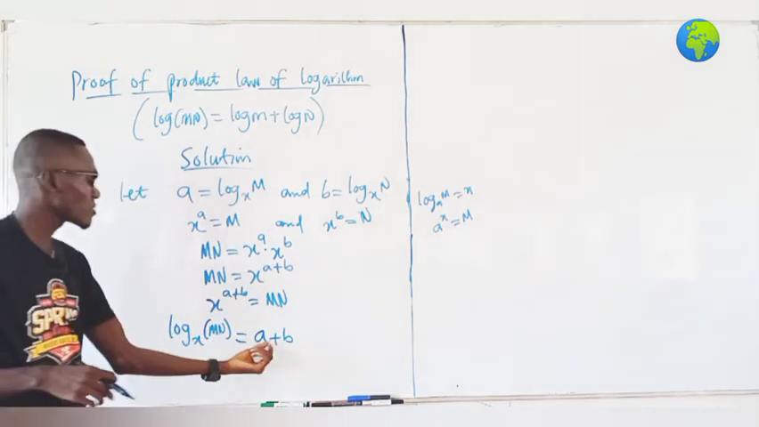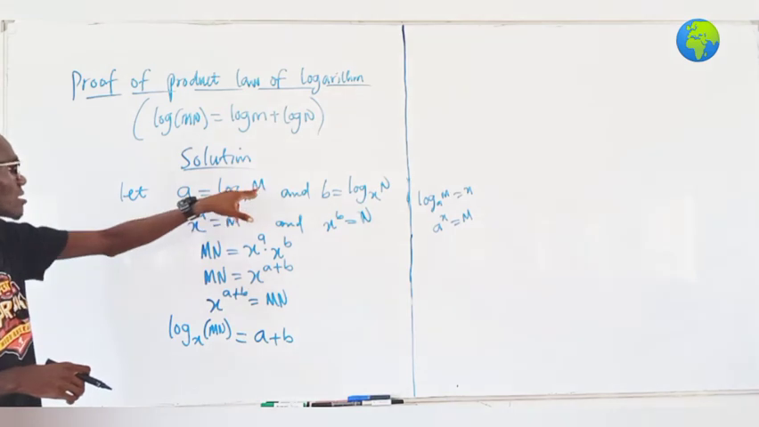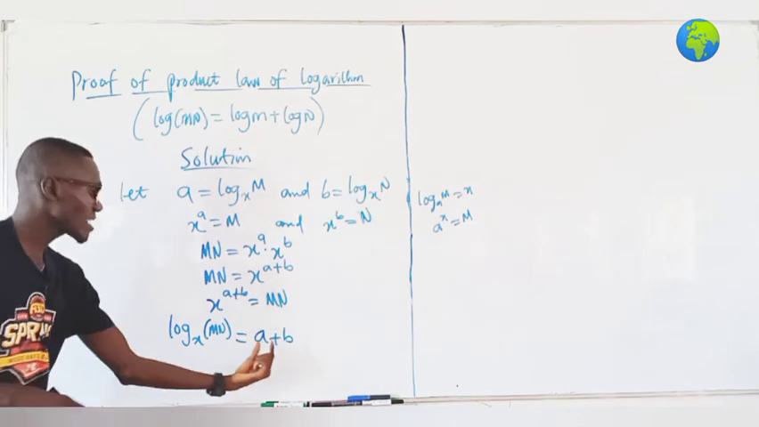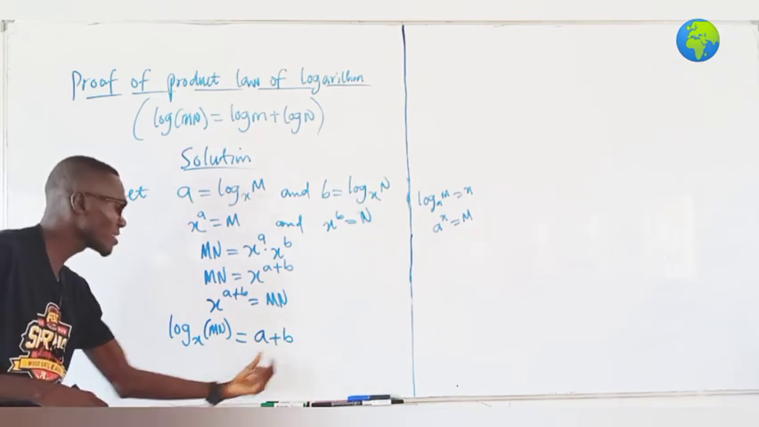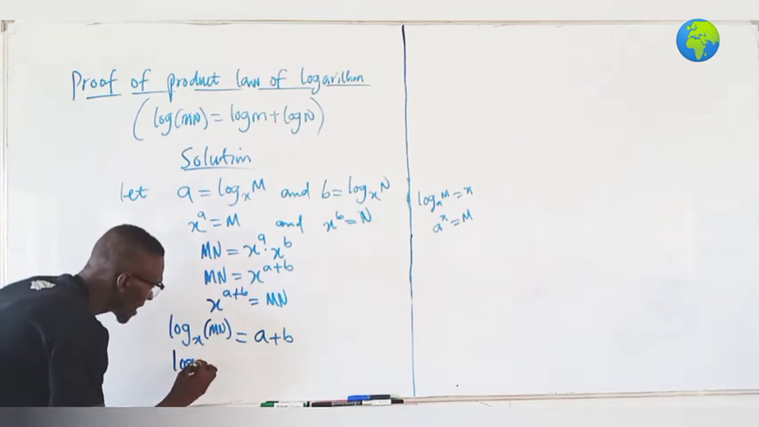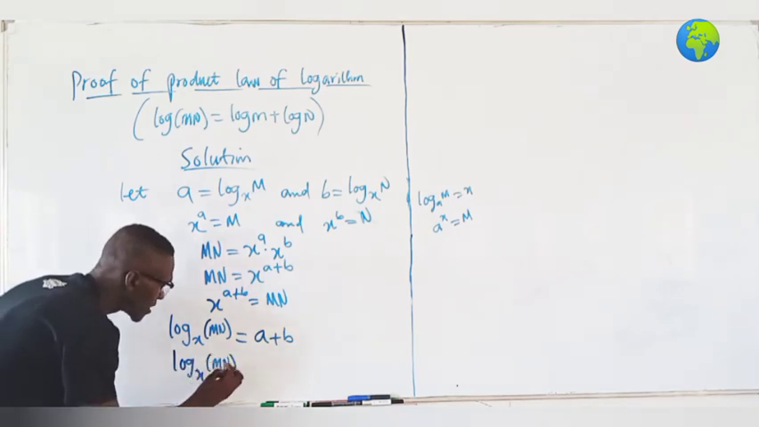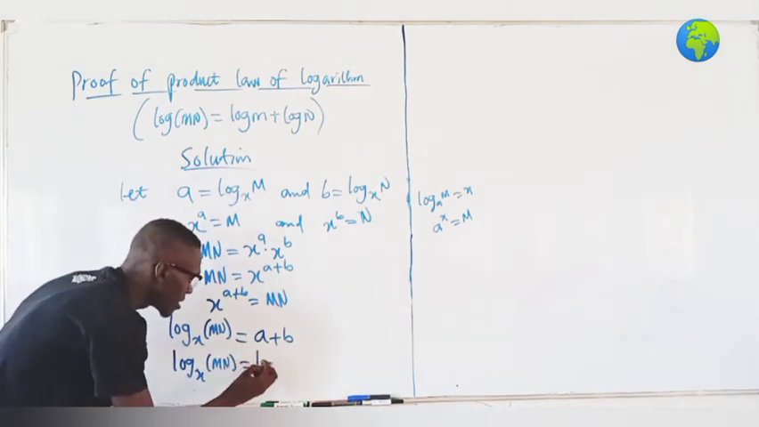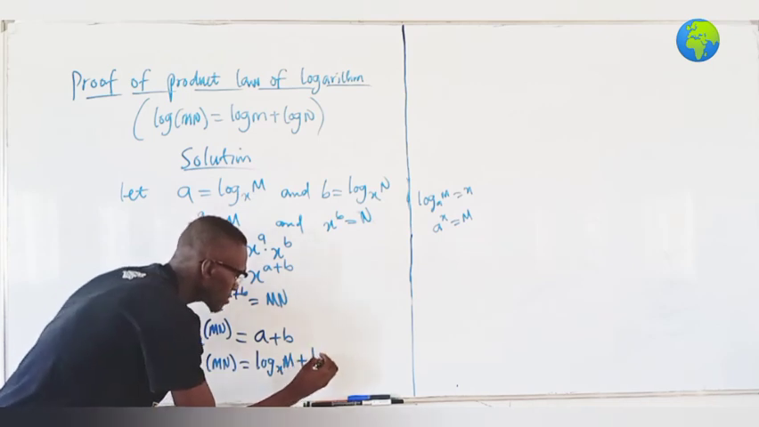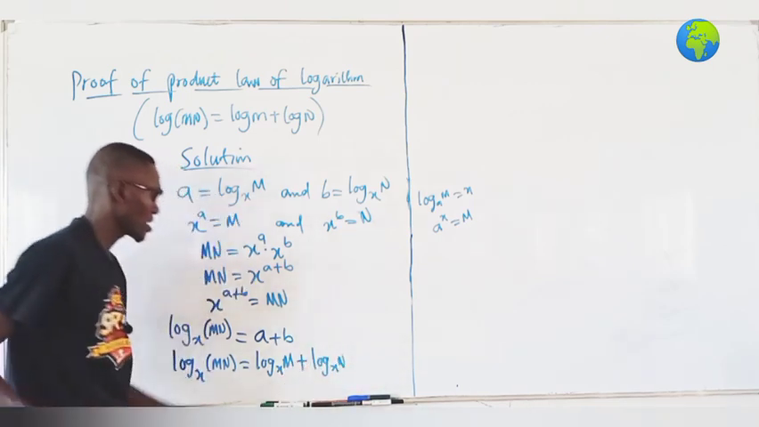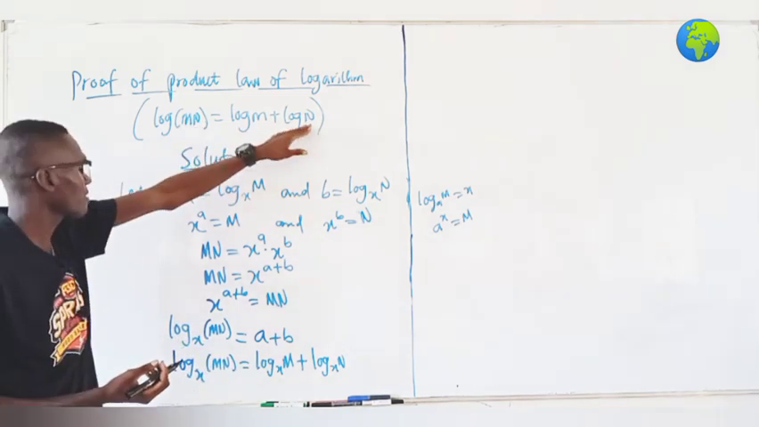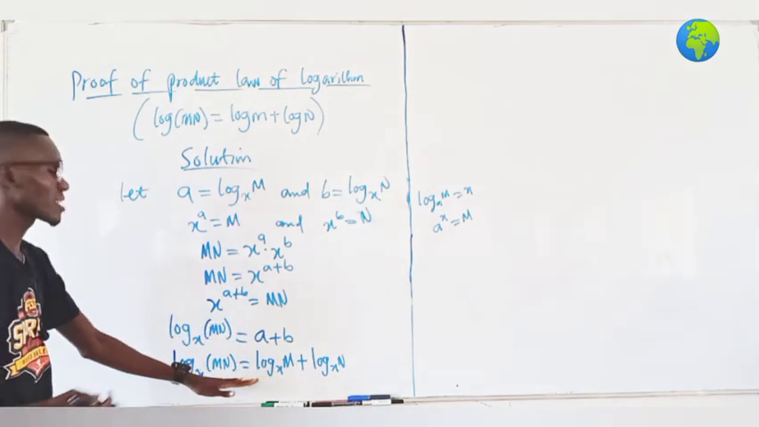But recall what I said. What is a? a is log of m base x, and b is log of n base x. So I can rewrite it in place of a and b, right? So log of base x of mn is equal to, instead of a, I will say log of base x of m plus log of base x of n. And as you can see, we've proved it, because we said log of mn is equal to log of m plus log of n, which is the same thing as what we have here.